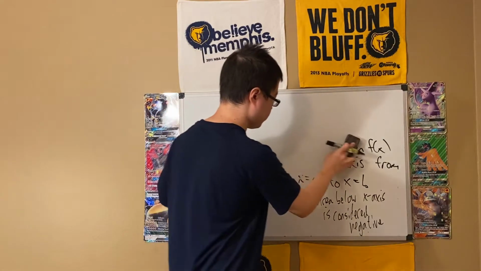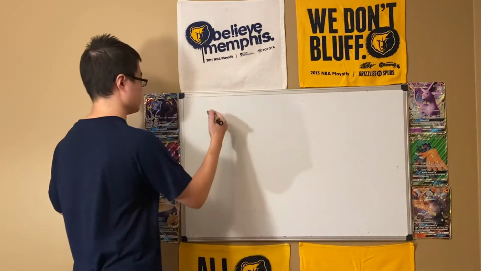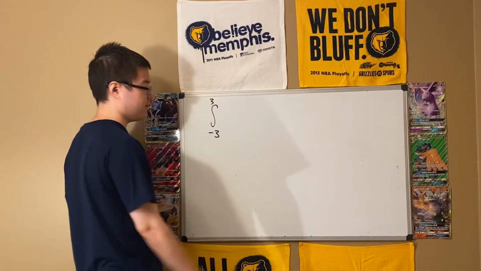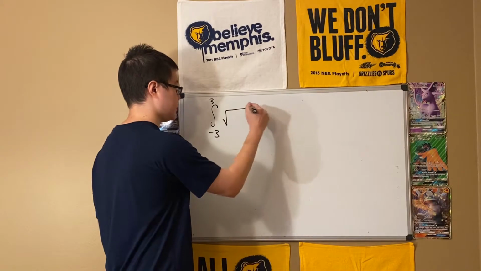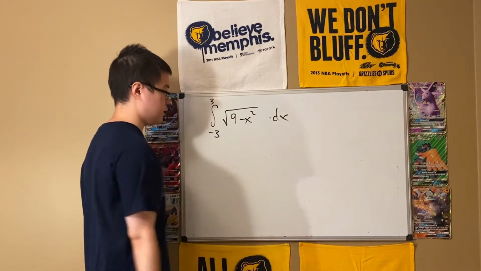So we got this. So let's do this integral real quick. It's going to be the integral from -3 to 3 of the square root of 9 minus x squared. This is actually a pretty tricky integral because it's hard to know what this picture is. I do have my dx here.